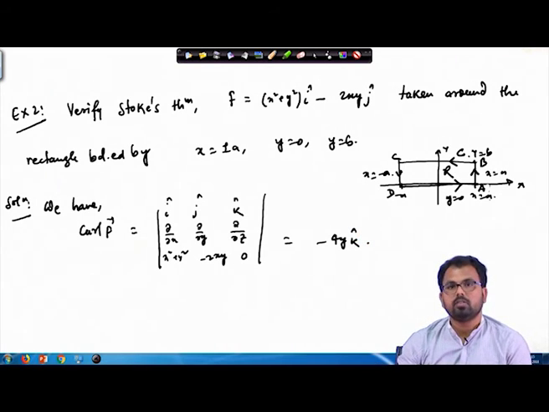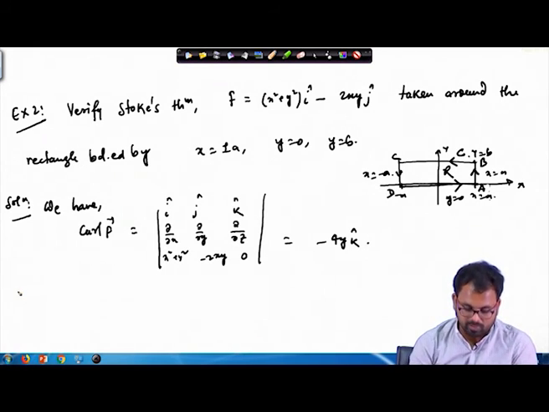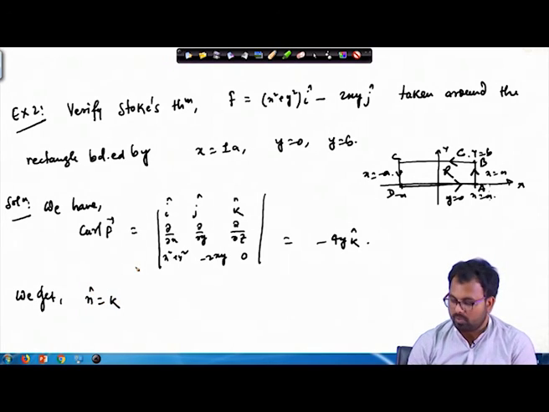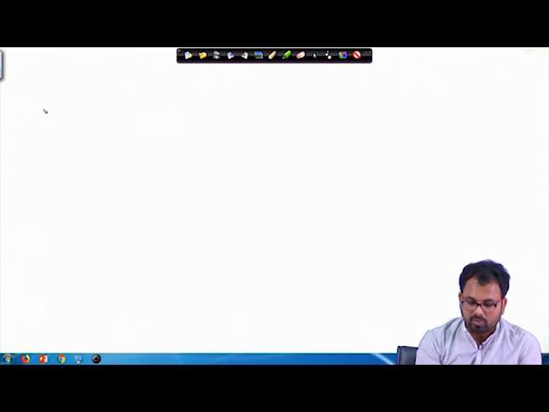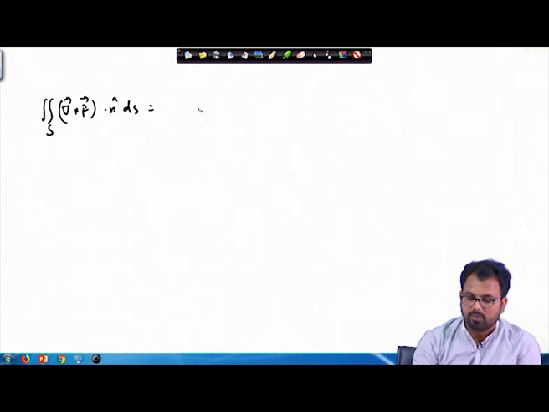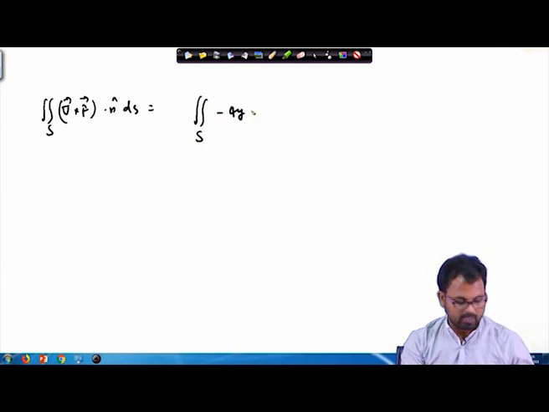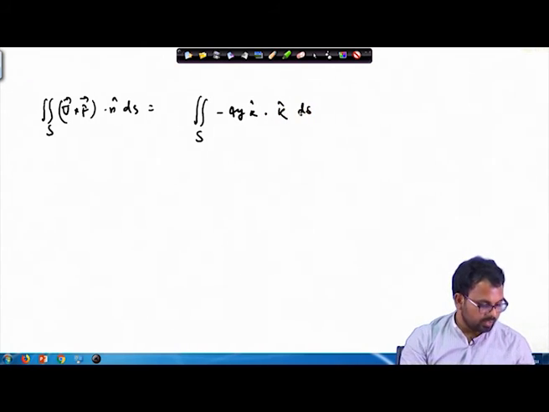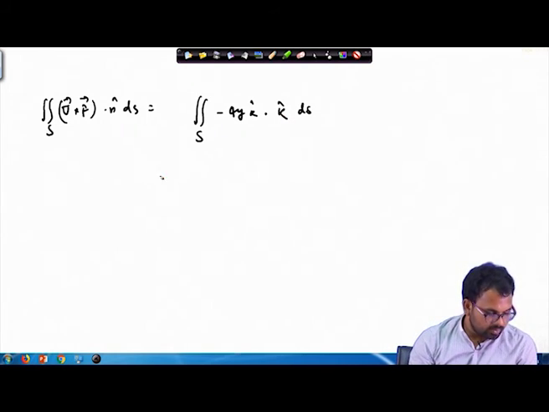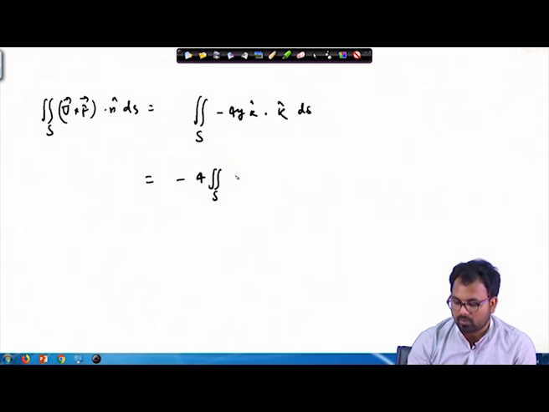Since this whole surface lies in the x y plane, an outward drawn unit normal would be n equals k, because the z axis is perpendicular to the x y plane, and you can choose n as k. Therefore, if we want to calculate the surface integral of curl of f dot n ds, curl of f is minus 4y k, dot product with k ds, and this is basically minus 4y ds, where ds is the surface element in the x y plane.